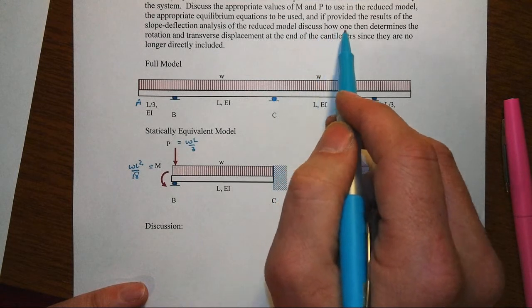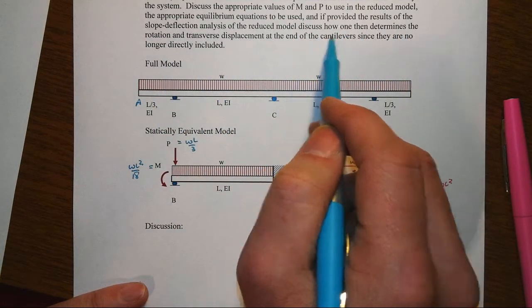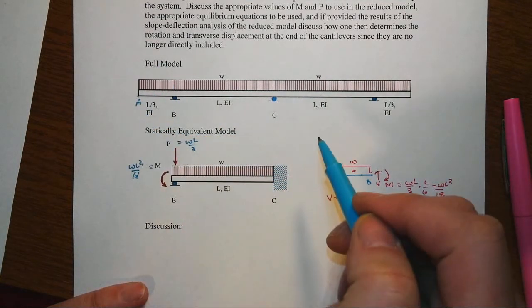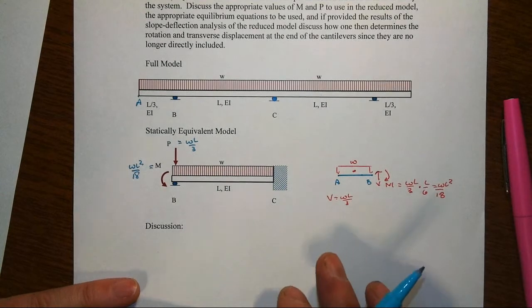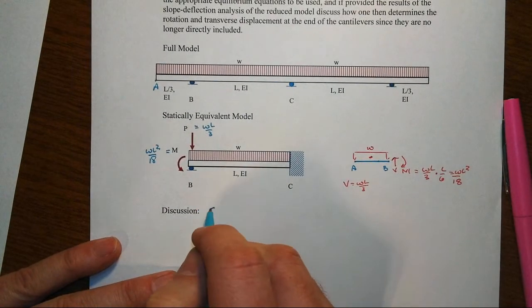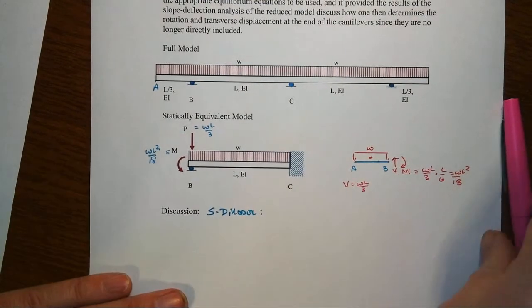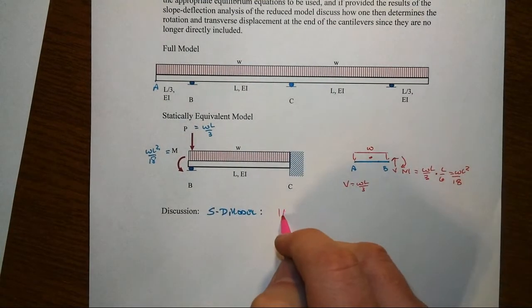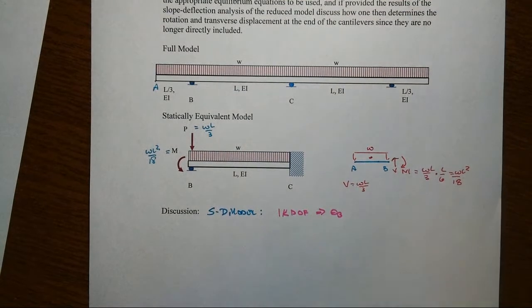Okay. Discuss how one then determines the rotation and transverse displacement at the end of the cantilevers out here, such as at A, since they're no longer going to be included. In the slope deflection model that we've got here, then we only have one kinematic degree of freedom, and that would be theta B.